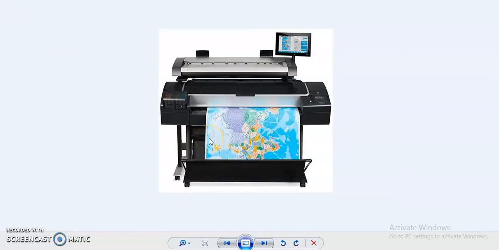Next type of plotter is a drum plotter. This is an example of a drum plotter, and it's a real image of a drum plotter. Here we have an input. We can see the input, and whatever we want to print, we just need to give a command, and it has got a roll of a sheet inside it, and then it will start printing. Plotters are best for taking the output of maps and line drawings.